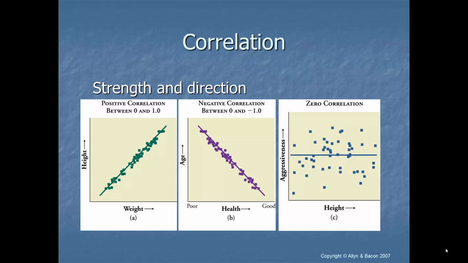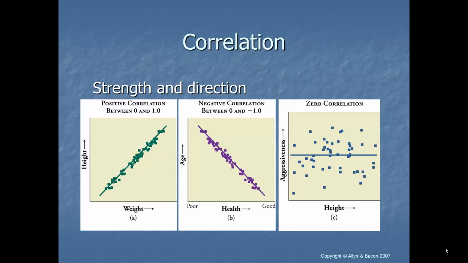And let me explain. So something like height and weight is positively correlated. So as you get taller, you do tend to weigh more. But it's not a perfect correlation, because we know that some people who are tall are thin, some are very heavy, and so it's not a perfect correlation.